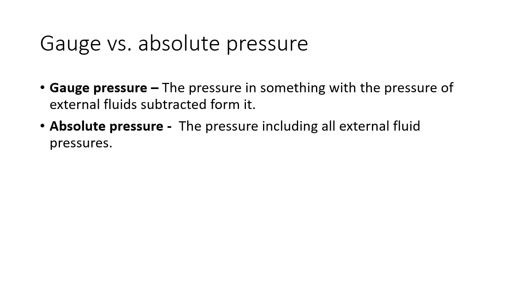Absolute pressure includes all external pressures. Usually we're just including atmospheric pressure again. So gauge pressure is usually without atmospheric pressure. Absolute pressure is with atmospheric pressure.